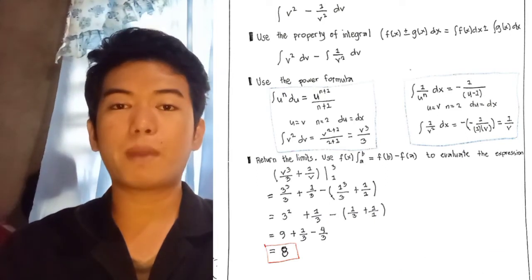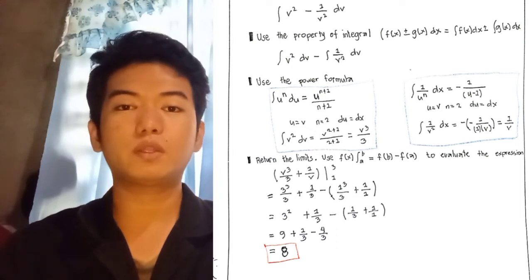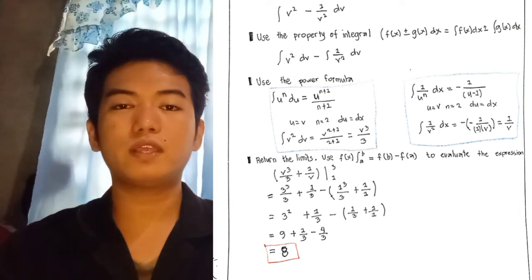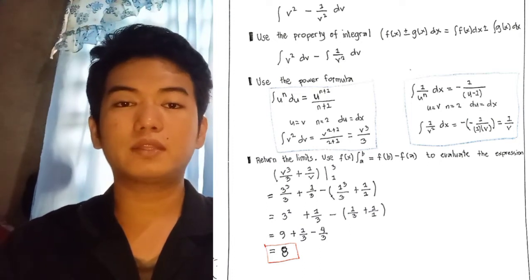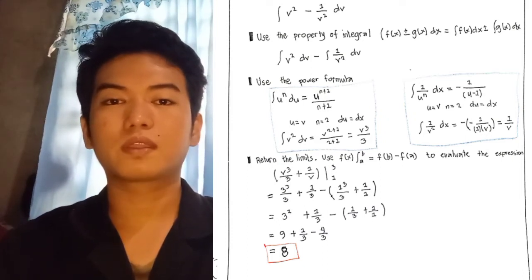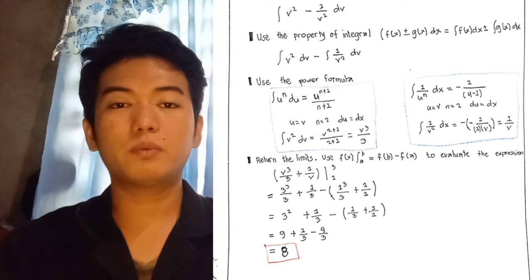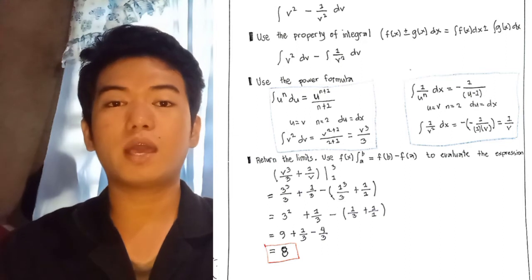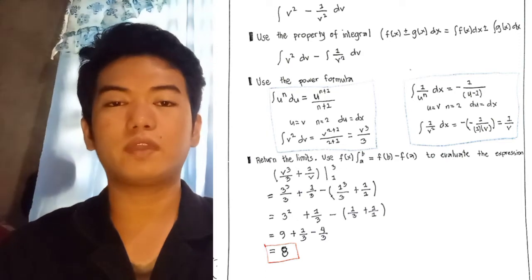After that, we will use the power formula. First, we have to integrate the v squared dv to have v to the 3 over 3. Next, in 1 over v squared, since it's the reciprocal of our formula, let's also reciprocate the formula to make things simple. That is integral of 1 over u to the n, or u to the minus n dx, equal to negative 1 over n minus 1 times u to the n minus 1. With that, we have the outcome of 1 over v.